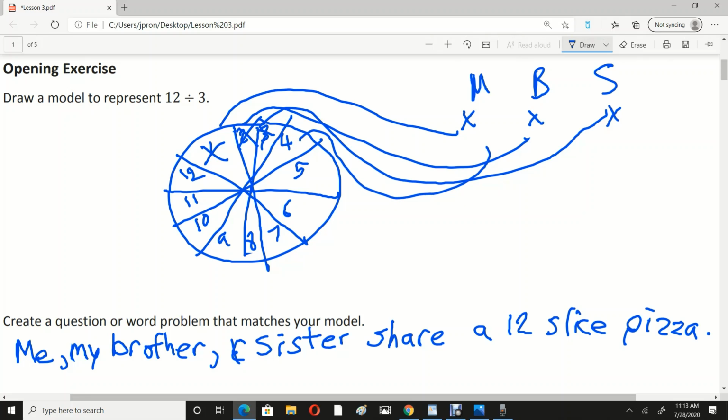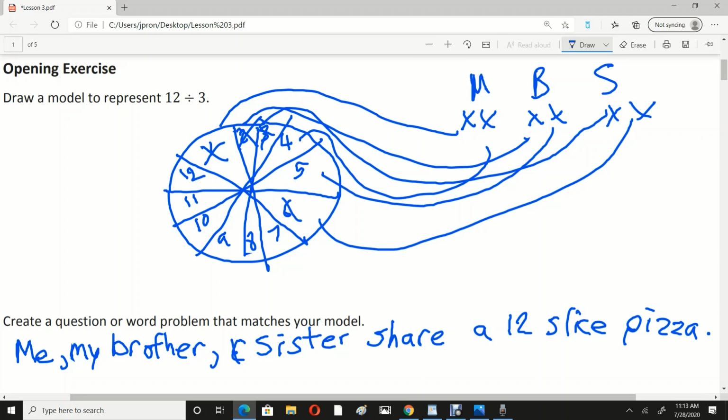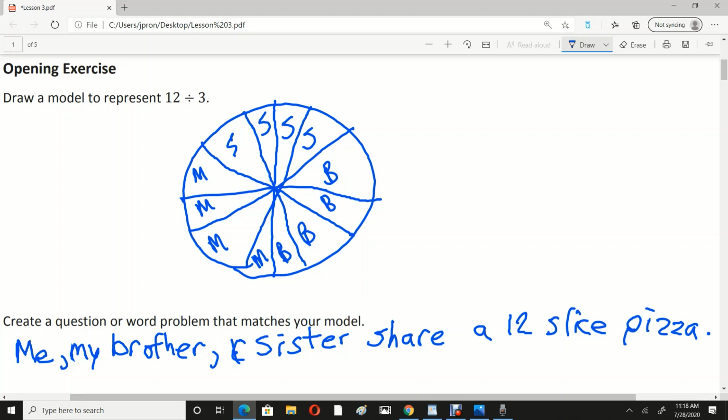All right, but we still got more pizza right here, so let's keep going. I'm going to get the next piece. My brother gets another piece. My sister gets another piece. All those pieces are gone. Well, look, we still have pizza left, so we continue onward here, and you can see where this is going. We're all going to wind up with approximately 4 pieces of pizza. Or should I say exactly 4 pieces?